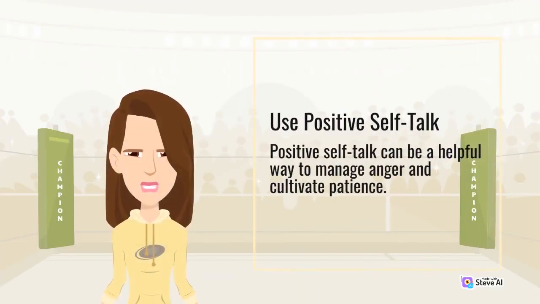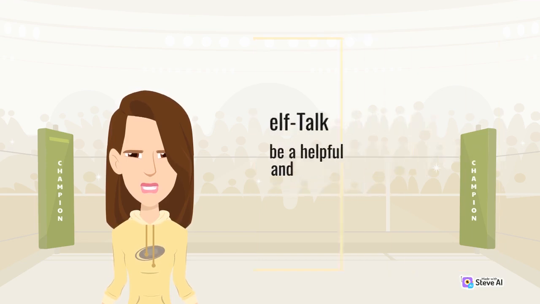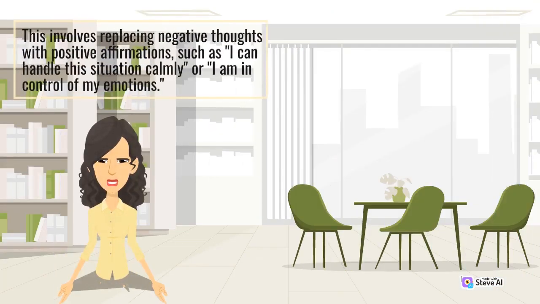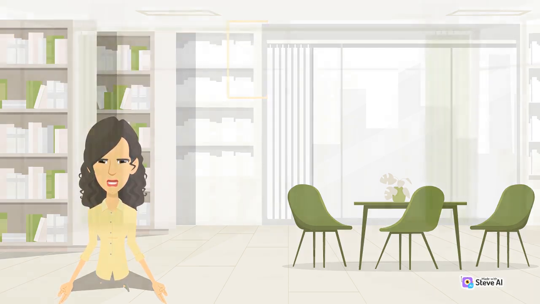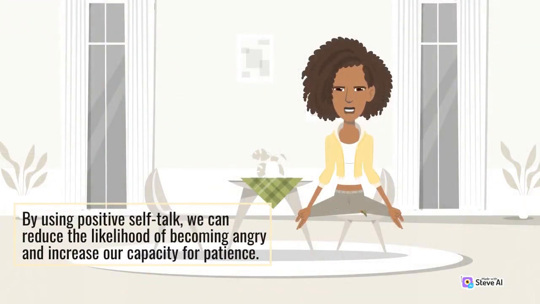Use positive self-talk. Positive self-talk can be a helpful way to manage anger and cultivate patience. This involves replacing negative thoughts with positive affirmations, such as "I can handle this situation calmly" or "I am in control of my emotions." By using positive self-talk, we can reduce the likelihood of becoming angry and increase our capacity for patience.